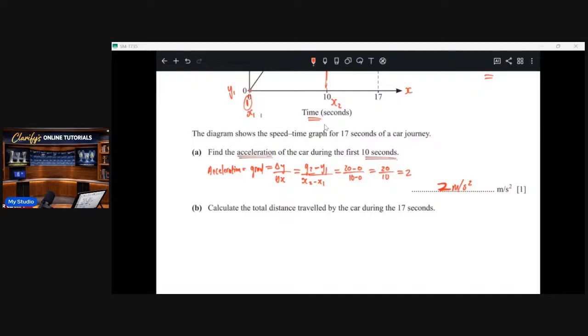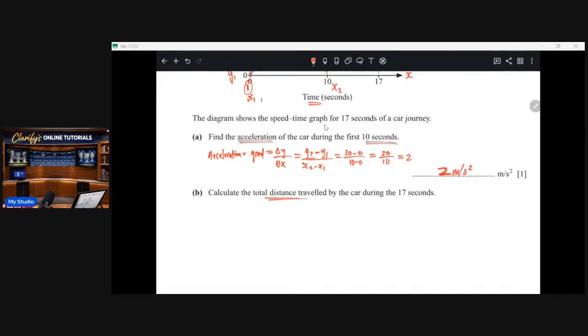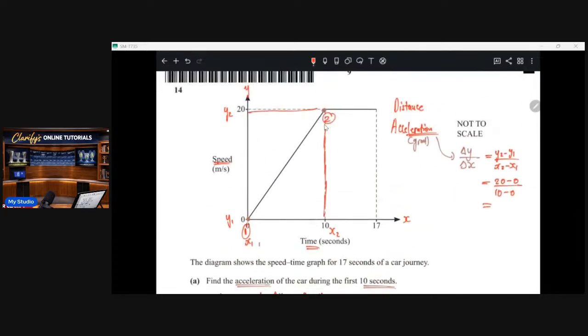We would say calculate the total distance in 17 seconds. That means they want the whole thing, because 17 seconds is here. So they want the whole distance, this whole thing. Well, that's fine. What shape is that? From 0 to 17, we go through the whole graph and we see the whole shape of this graph, everything underneath it. Everybody can see that this is a trapezium.